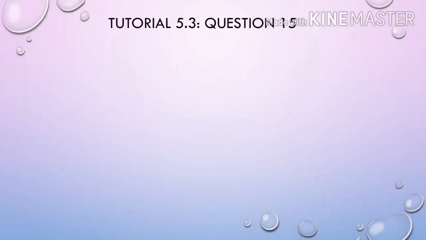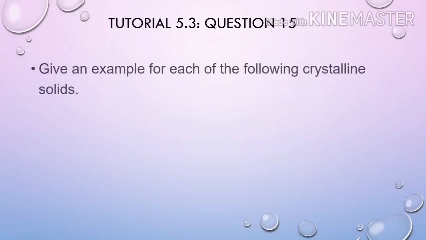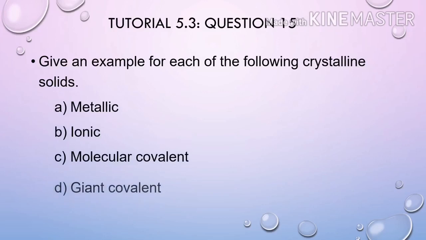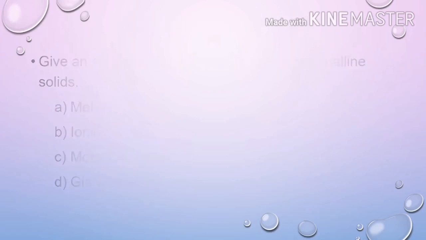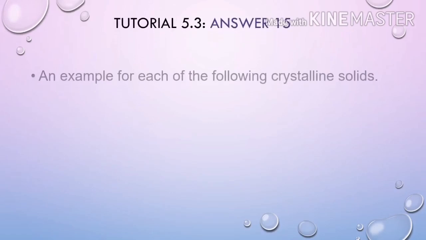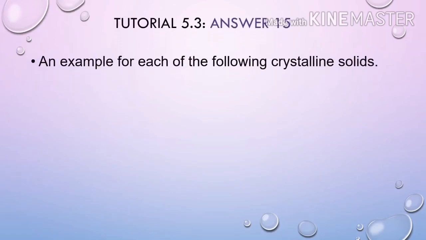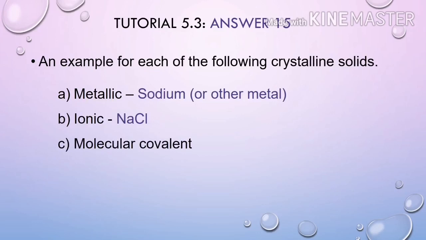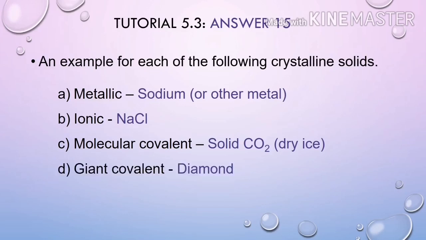Tutorial 5.3, Question 15. Give an example for each of the following crystalline solids: metallic, ionic, molecular covalent, and giant covalent. An example for each of the following crystalline solids: for metallic solid, sodium or other metal. Ionic solid can be sodium chloride. Molecular covalent, solid carbon dioxide or dry ice. For giant covalent, it is diamond.